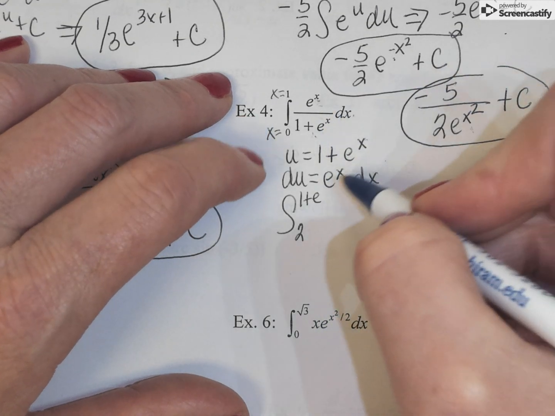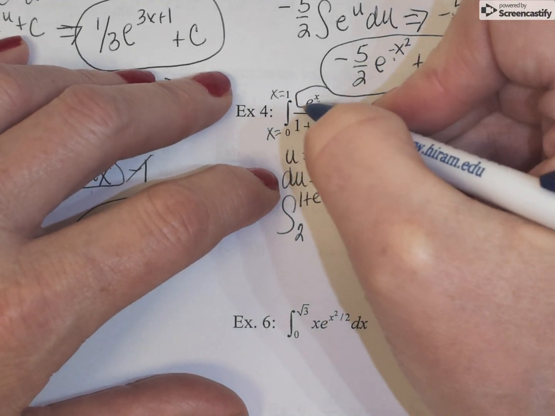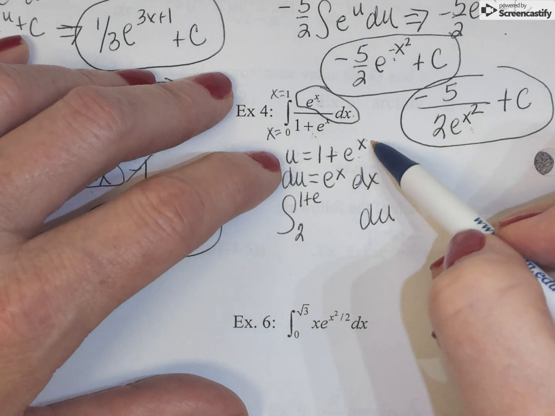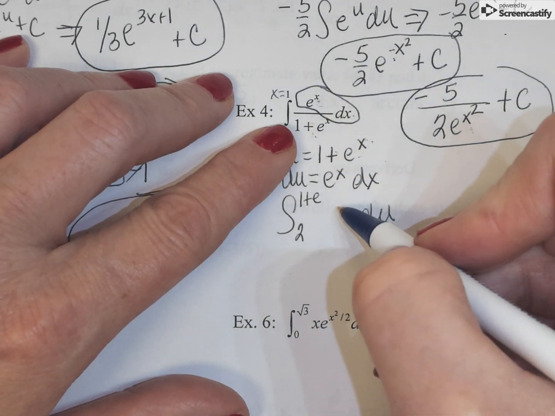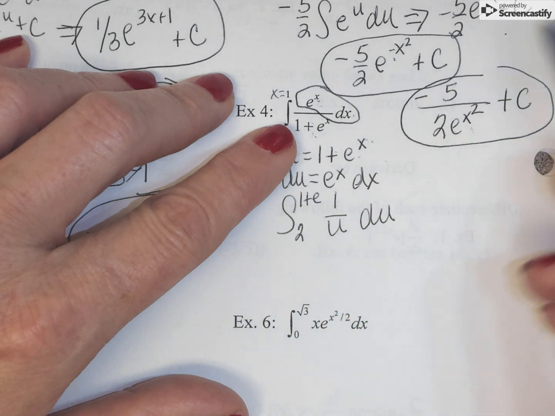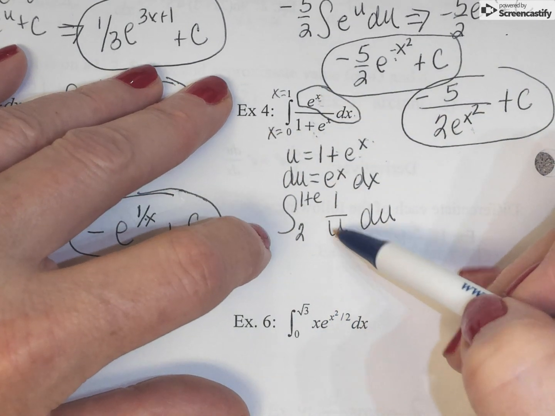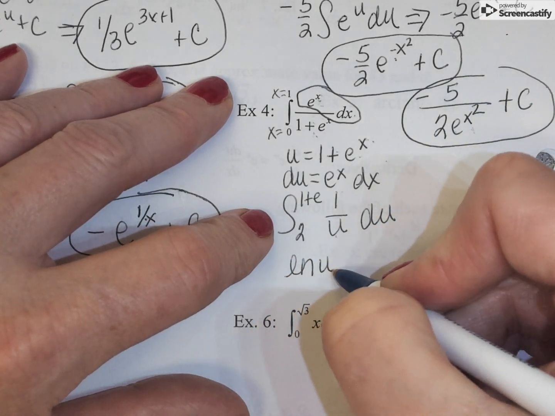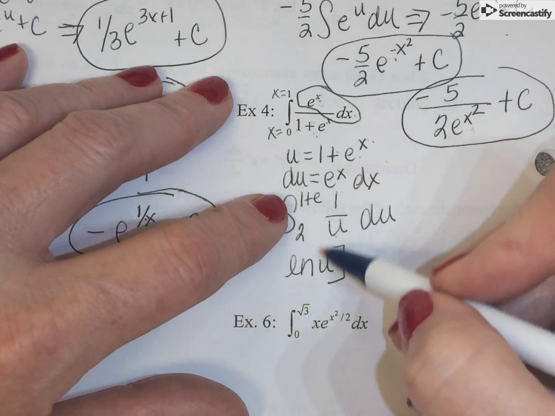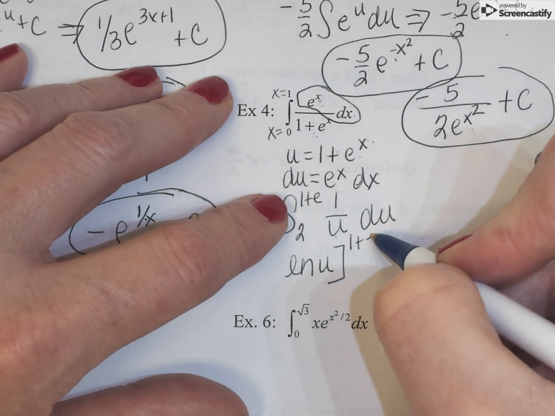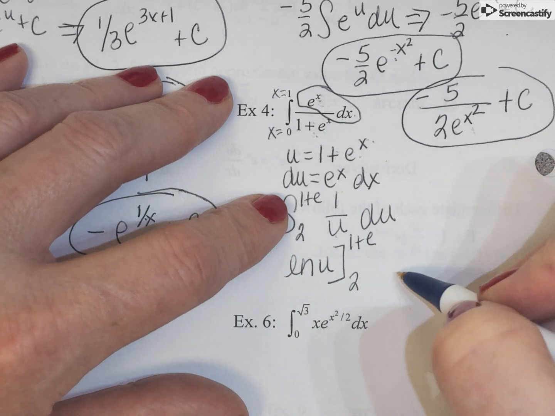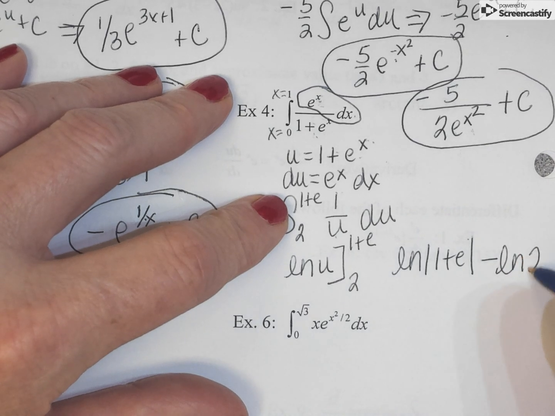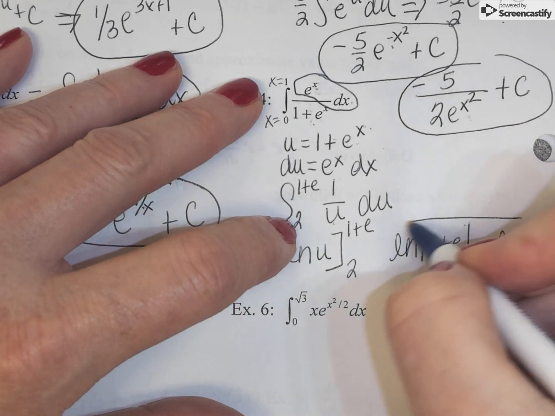So my problem now becomes du is e to the x dx. So all of that right there is du. 1 plus e to the x is in the denominator, so I have to put a 1 in the numerator as a placeholder. So I've got 1 over u. Well, the integral of 1 over u is natural log of u. So I'm going to have natural log of u. Because this is a definite integral, I don't need to go back to x's. So I'm going to have ln of 1 plus e minus ln of 2. And that's going to be my final answer on my definite integral.